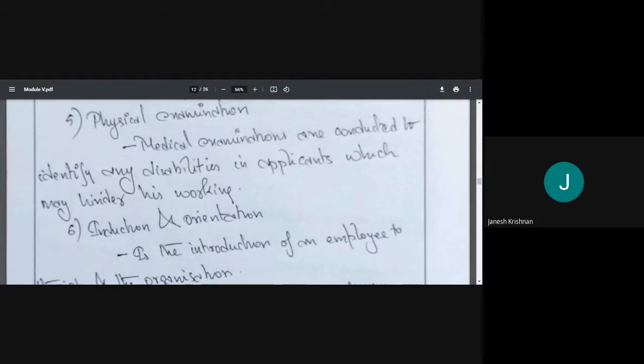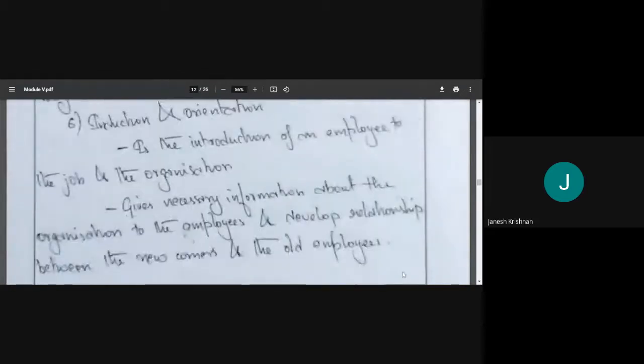And finally, we have the induction and orientation. Induction and orientation means you have been selected. You have passed all these things. Now you have to be introduced and told about the company. So that is induction and orientation, right?